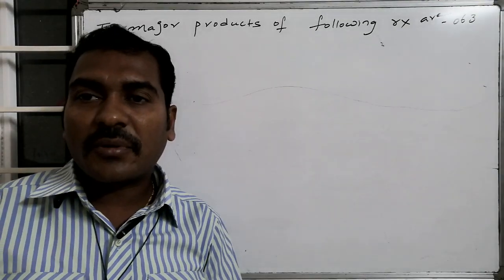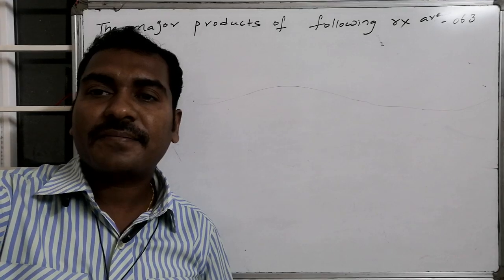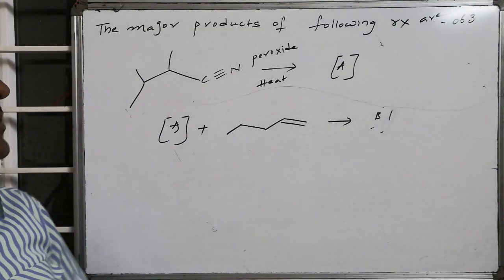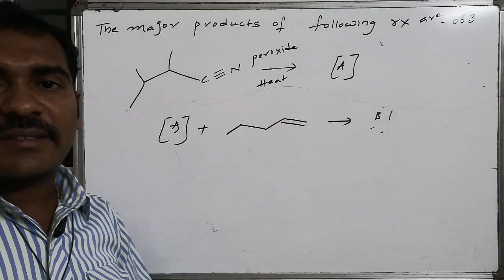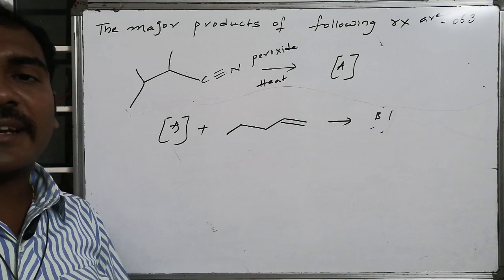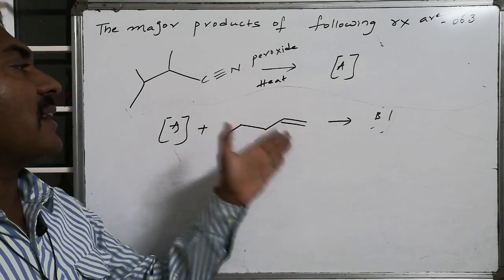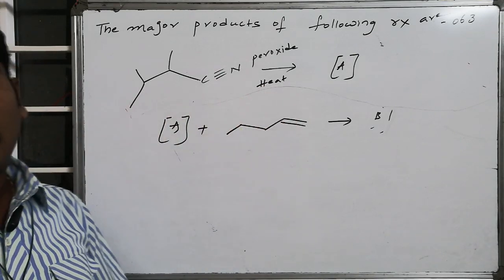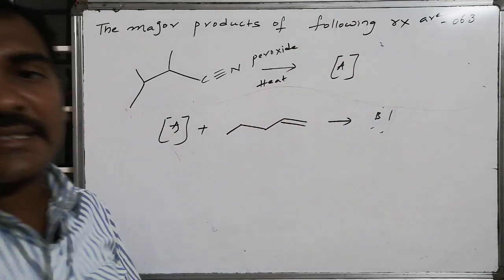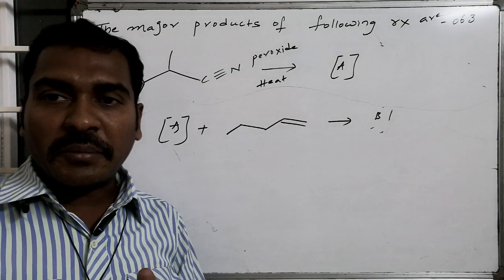Write the major products of the following reaction. There is one cyanide compound. This cyanide compound is allowed to react with the peroxide followed by heating conditions, that is, a radical is generated. As a result of this radical, a radical intermediate is getting generated. That radical intermediate, being unstable, is indicated in the box as A.